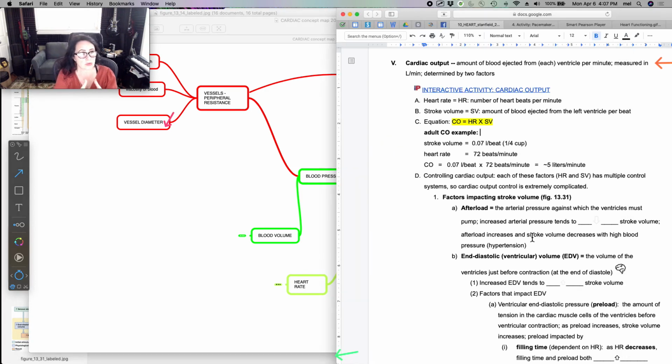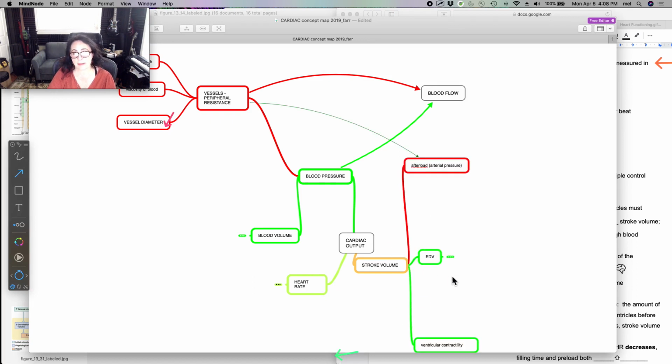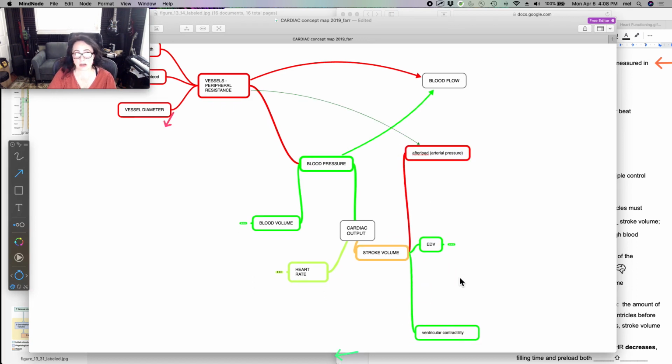So cardiac output control is really complicated, although if you separate it out into stroke volume and heart rate, it gets a little simpler. So the first thing that we are going to talk about is what controls stroke volume. Okay, so let's open this one up. Notice this one's red. That means that's going to decrease stroke volume. These two are green, though; they're going to increase stroke volume.